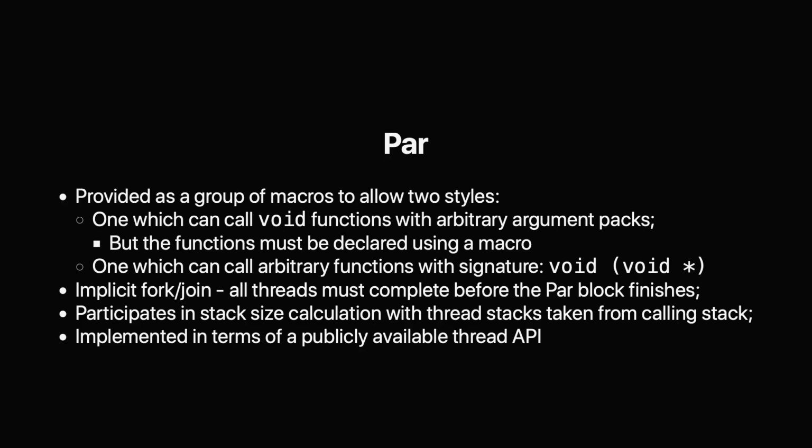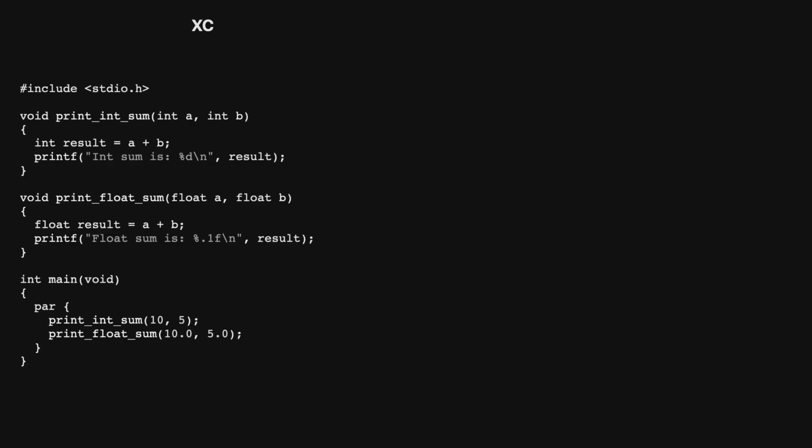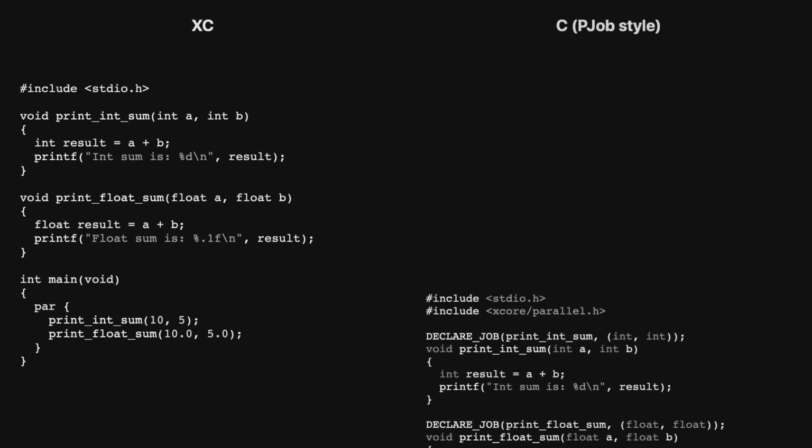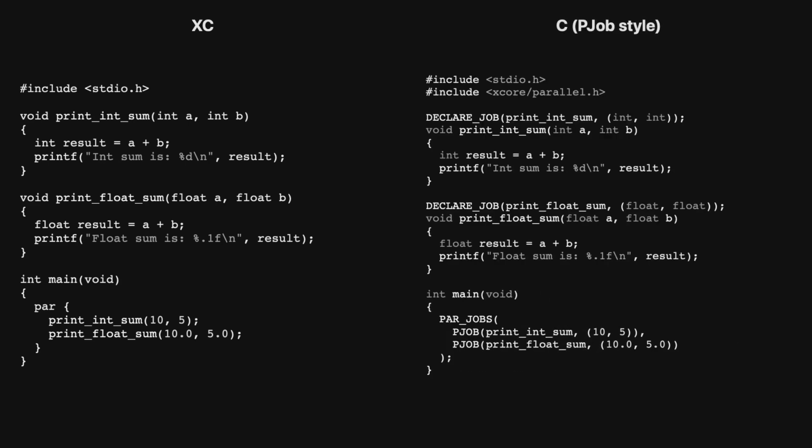Both styles act like xc's par in that all threads start simultaneously and must all finish before the block finishes, and both styles participate in stack size calculation and are implemented in terms of a low-level public threading API. Let's look at an example. Here on the left, we have a program which calls two simple functions in parallel, and on the right, we have the same application written using libxcore's pjob style par.